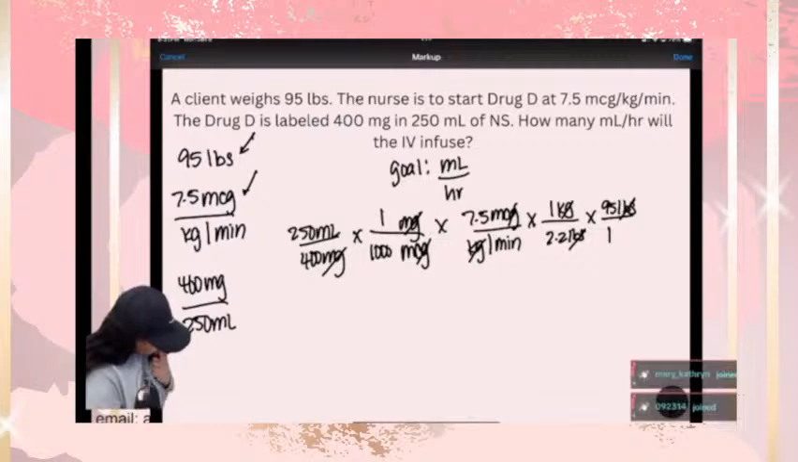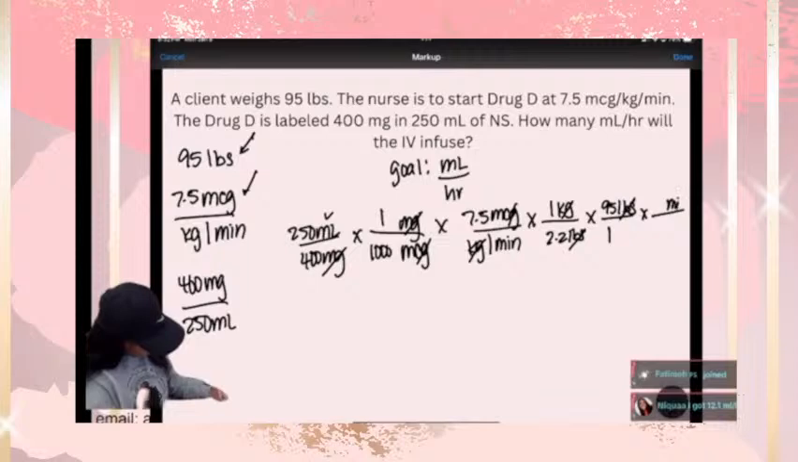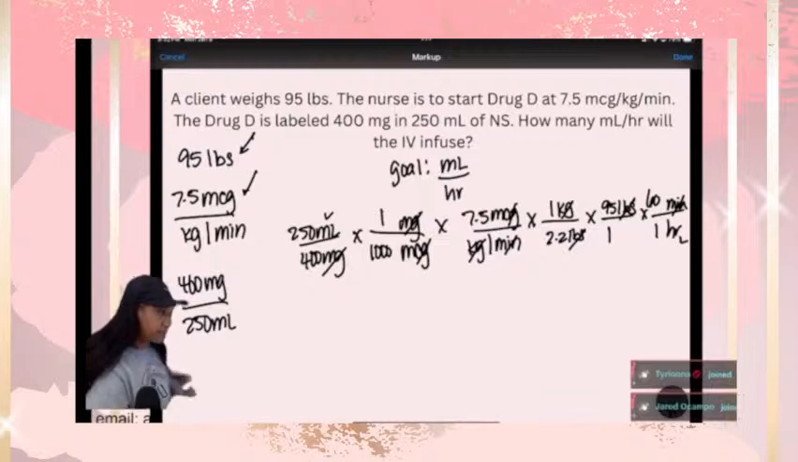So then, what do we have left? We have our milliliters, which we started out with. You start with what you're looking for. You ain't got to go find it. It's there, right? And then we have minutes. We need hours. So we'll put minutes at the top and hours at the bottom. 60 minutes is in 1 hour. Minutes is crossed out. Boom. So now we have mLs at the top, hours at the bottom.